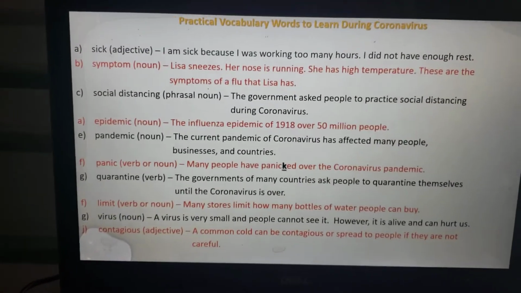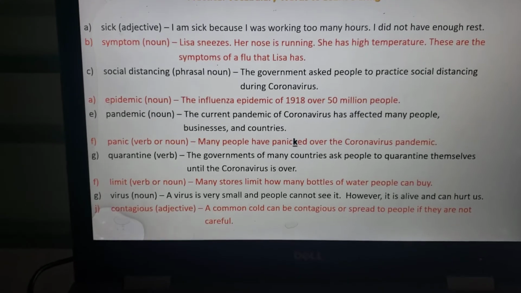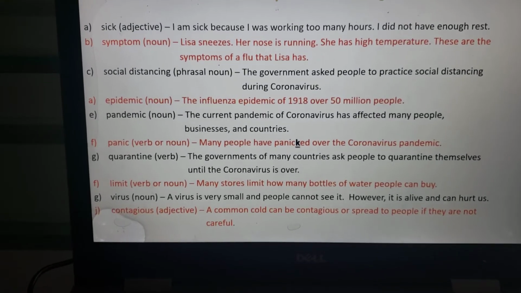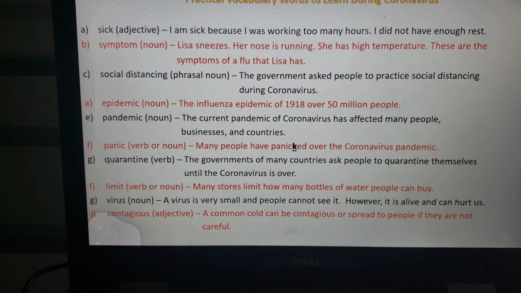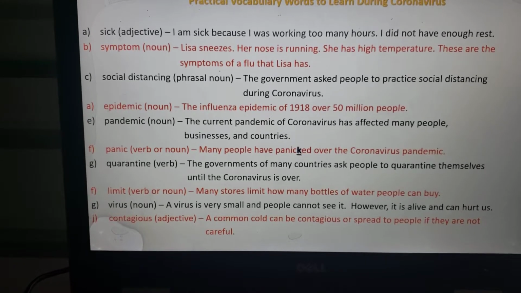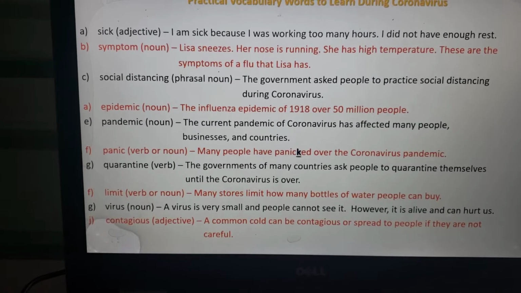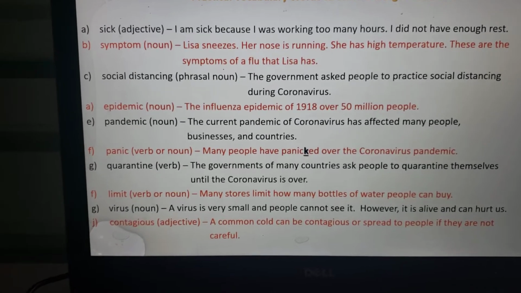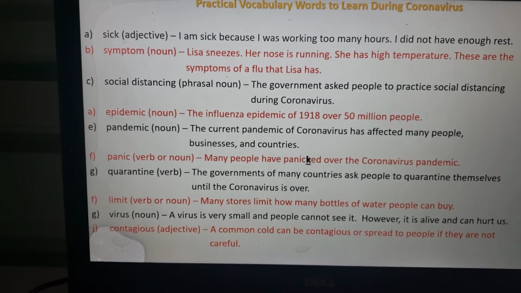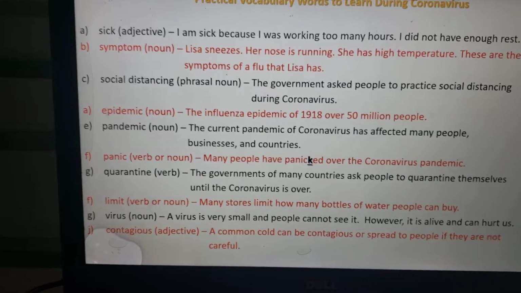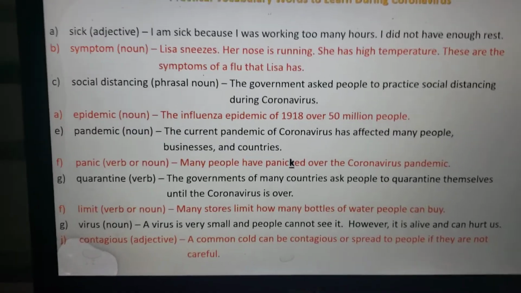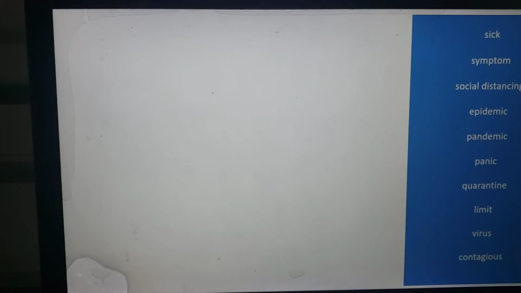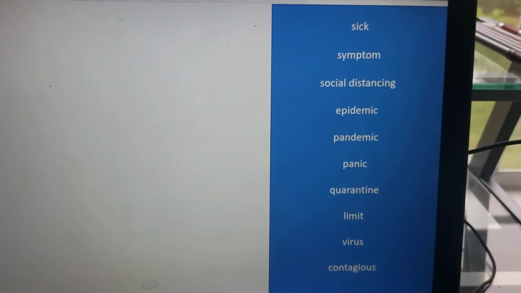So see how I use the words in a sentence for each of the words that I share with you. Sick, symptom, social distancing, epidemic, pandemic, panic, quarantine, limit, virus, contagious. Okay?